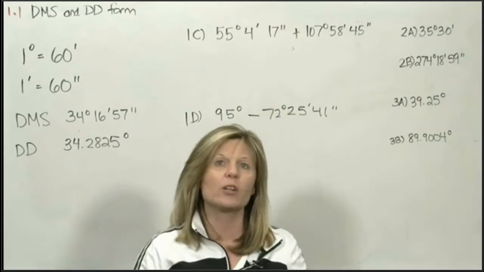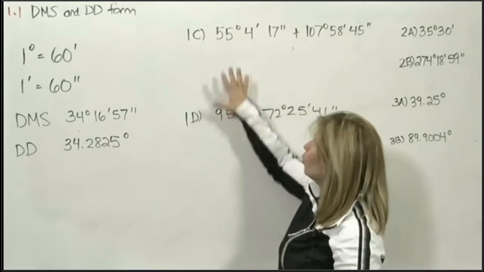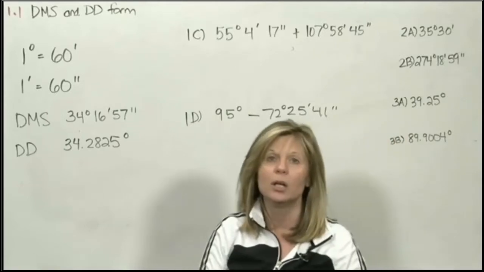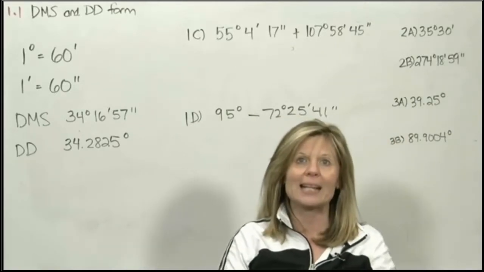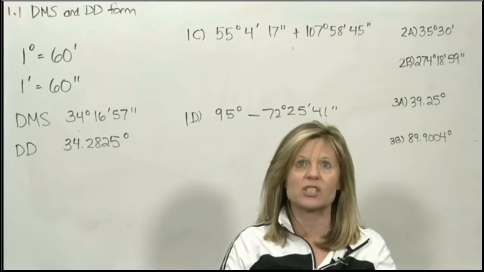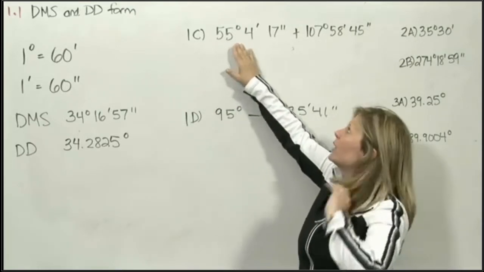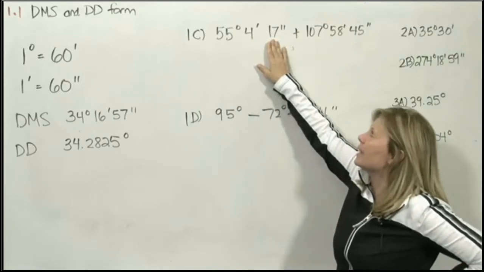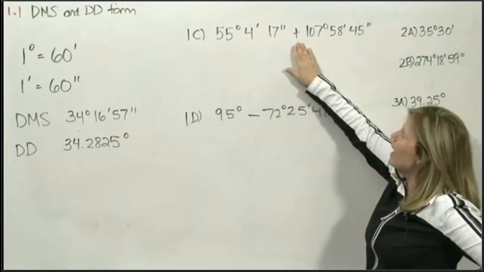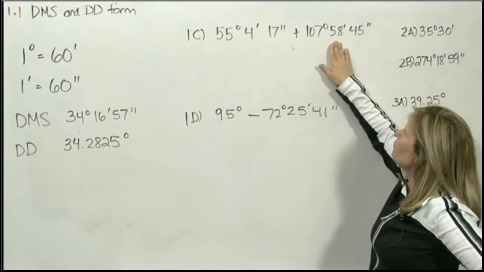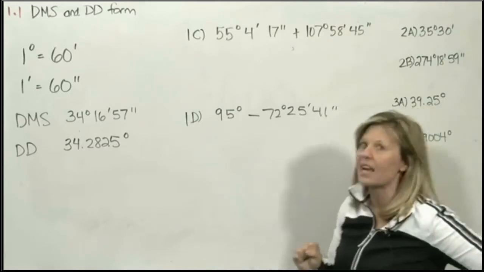So the first thing I want to do in your notes, if you go to example 1C and D in your notes, let's talk about adding and subtracting angles in DMS form. Suppose I have an angle that's 55 degrees, 4 minutes, 17 seconds. And I want to add it to an angle that's 107 degrees, 58 minutes, 45 seconds.